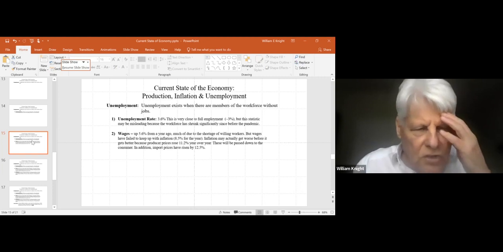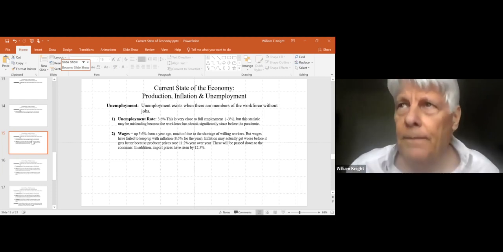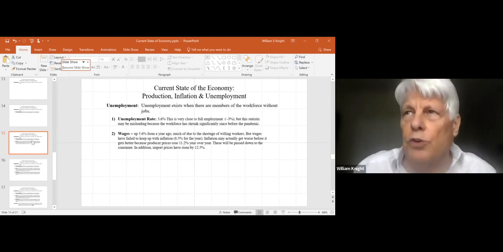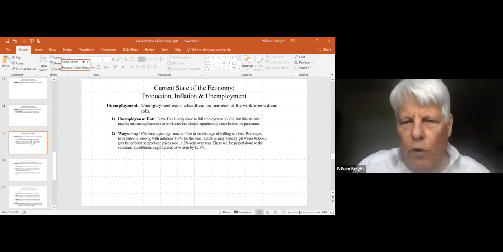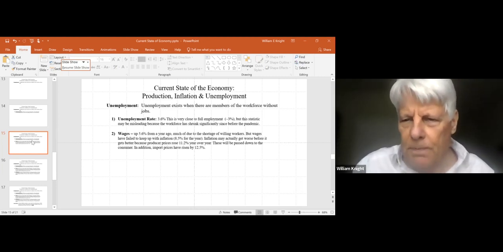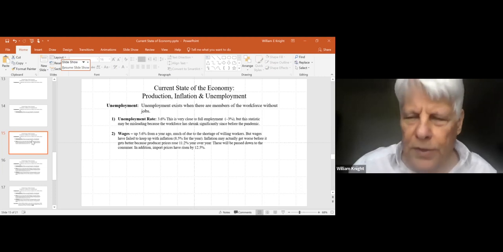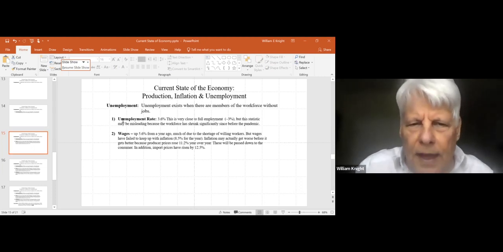But much of this is due to the shortage of willing workers. It's also due to the fact that the federal government was paying workers a high wage, even though they weren't coming to work. Now, to force these workers to come back to work, the firms had to pay them more than what the government was paying. So this also accounts for the fact that wages are up. They're up 5.6% from a year ago.